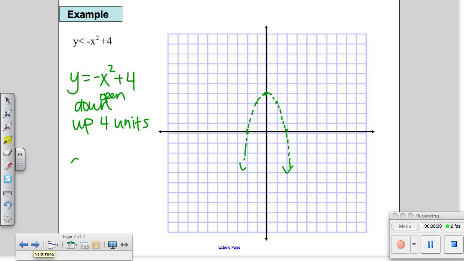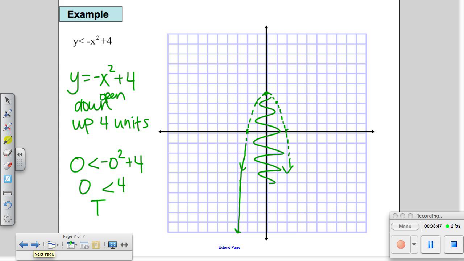Let's test 0, 0. So I get 0 is less than negative 0 squared plus 4. 0 is less than 4. And this is a true answer, so we're going to shade inside that parabola. And if it kept going downwards further, we keep shading more inside.